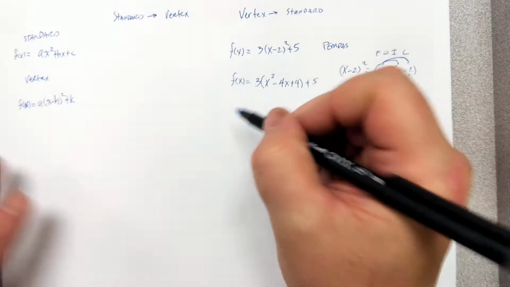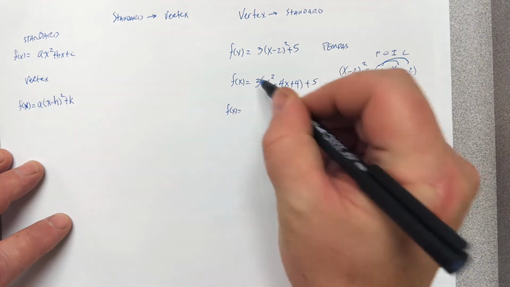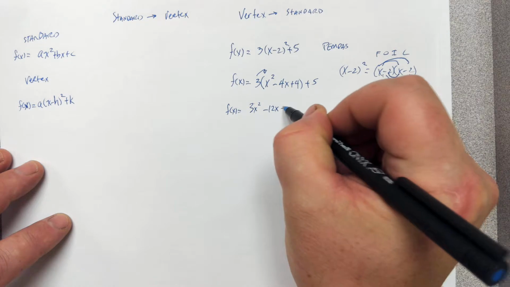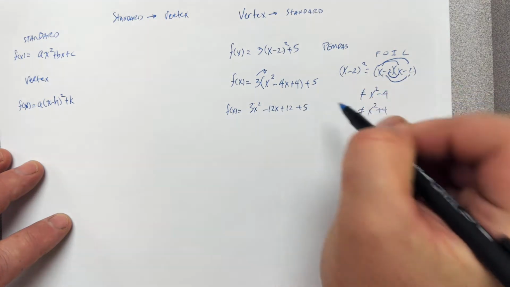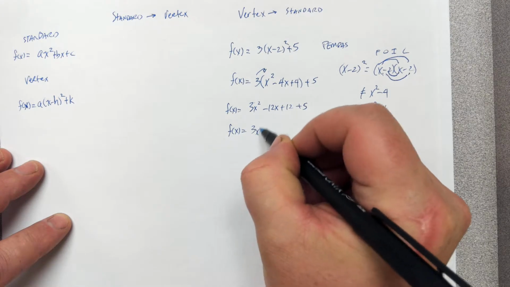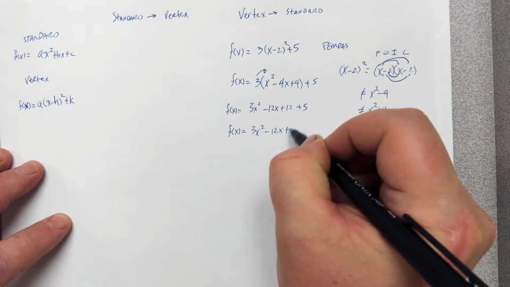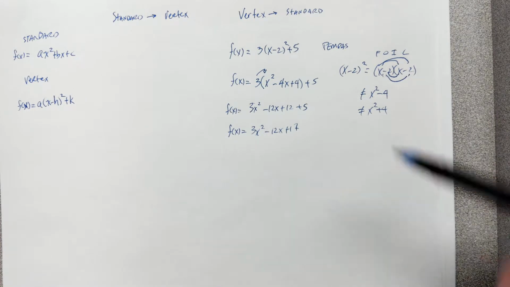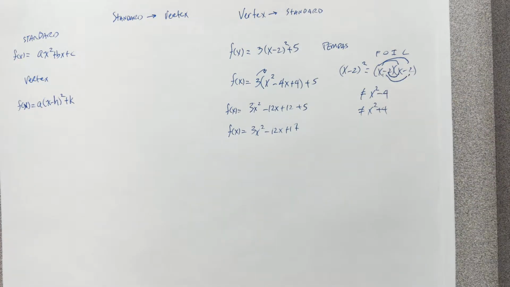Then you distribute, right? So that's going to be 3x squared minus 12x plus 12 plus 5. And then you just combine like terms. So your final answer, 3x squared minus 12x plus 17. Vertex form, standard form. They're the same. They're the same exact equation. Their graphs would be the same. All of their properties are the same. Right.